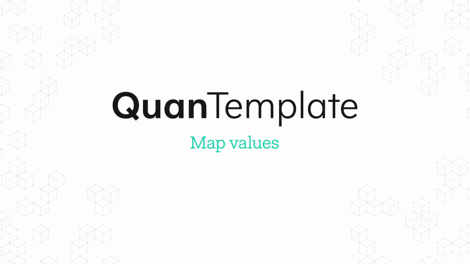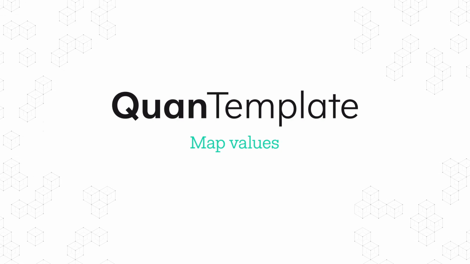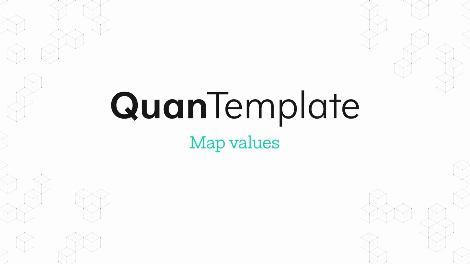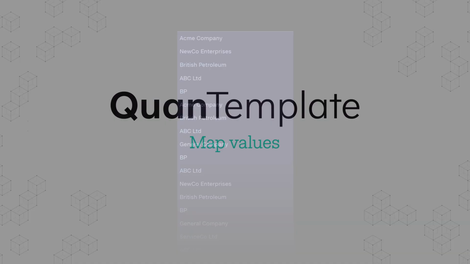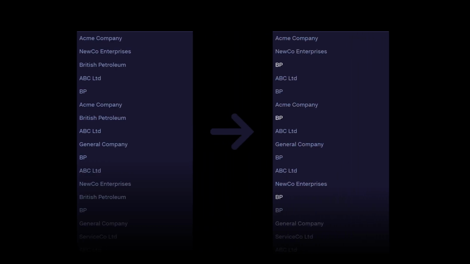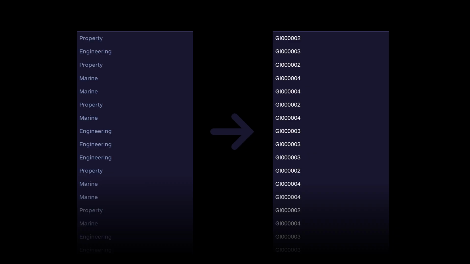Map values. The map values operation changes a value within a column to a desired value. For example, in a column of company names, if some don't match the standard version, they can be found and changed to the correct version. Map values is a versatile operation, and in this video we'll also see how it can be used to create a column of risk codes within your dataset.